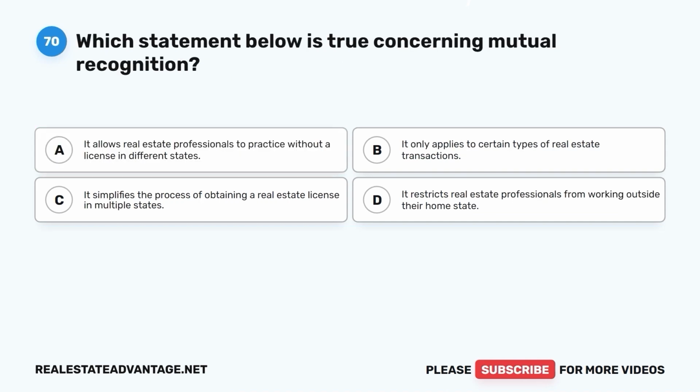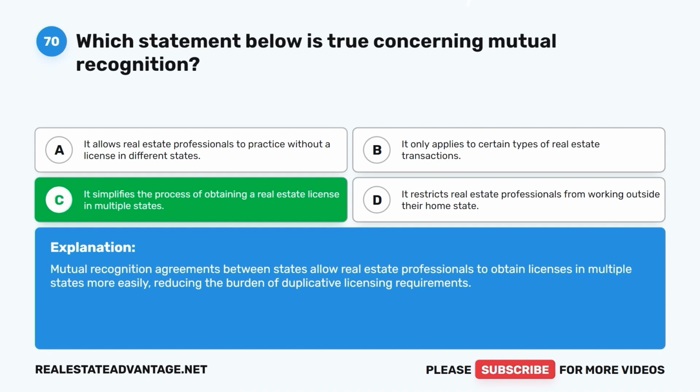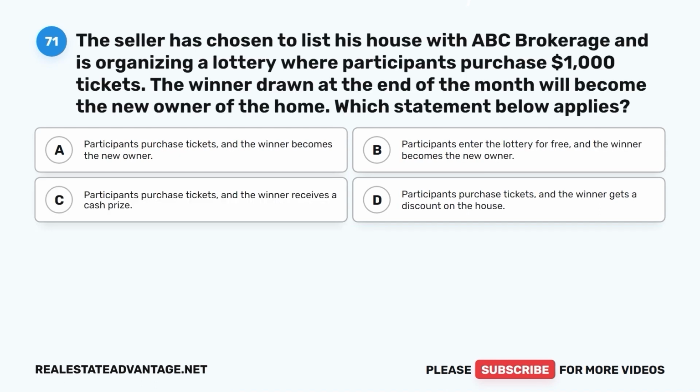Question 70. Which statement below is true concerning mutual recognition? A. It allows real estate professionals to practice without a license in different states. B. It only applies to certain types of real estate transactions. C. It simplifies the process of obtaining a real estate license in multiple states. D. It restricts real estate professionals from working outside their home state. The correct answer is C. It simplifies the process of obtaining a real estate license in multiple states. Mutual recognition agreements between states allow real estate professionals to obtain licenses in multiple states more easily, reducing the burden of duplicative licensing requirements.